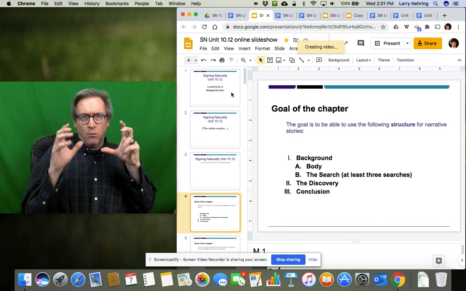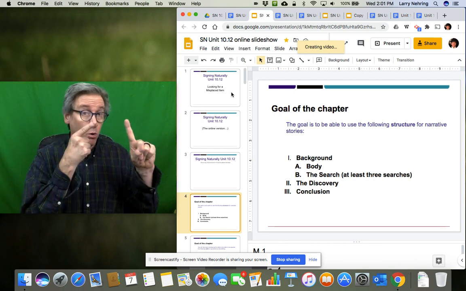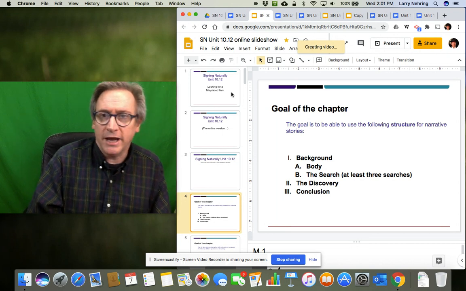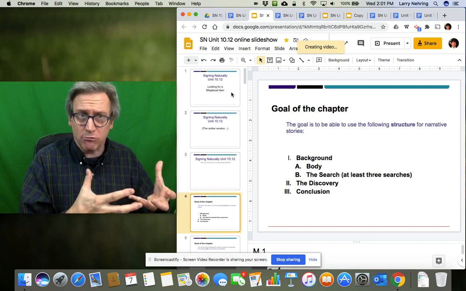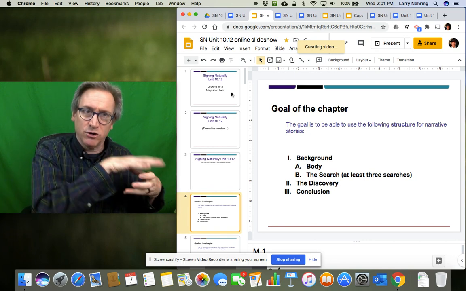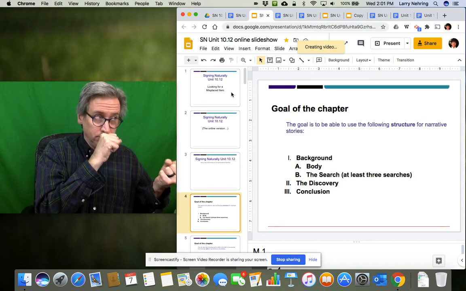So, first of all, one of the goals of the chapter is to look at this structure for a narrative story. First, giving the background, so why you're doing something, why you're signing, what was the motivation?